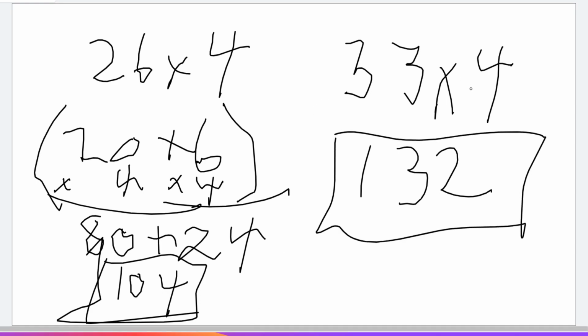So 33 times 4 must be 132. No math, or I guess no pencil and paper required. You could also apply this methodology to things with subtraction.